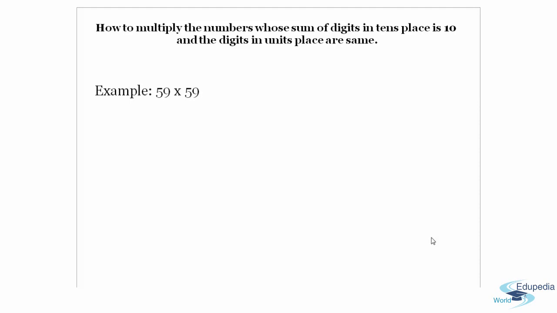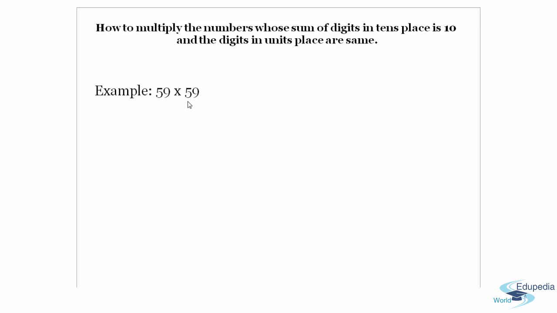Before applying the technique, at first we have to check whether the conditions are satisfied or not. The first condition that has to be satisfied here is that the digits in the tens place should add up to 10. If you observe the number 59, we have 5 in its tens place, and again in the other 59, we have 5 in its tens place. If you add 5 and 5, you will get the sum 10. So you can say that condition number 1 is satisfied.